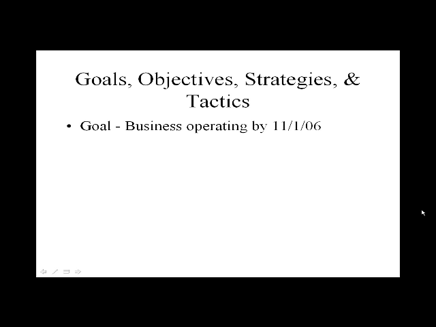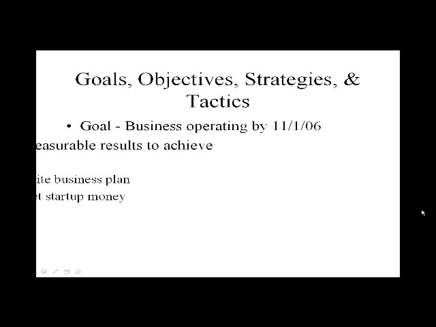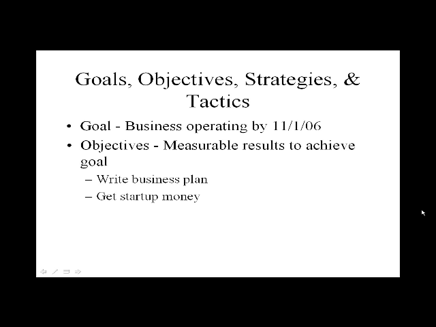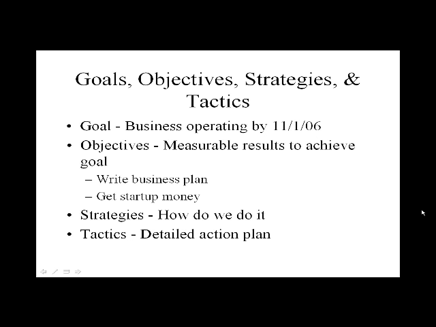You should have seen this in other courses. The idea of what a plan consists of. Typically, an operation plan, you have a goal. You want to have the business operating by November of 2006. You can see how old this chart is. I've used it for a few years. Objectives are the measurable results to achieve that goal. Strategies are how we do it, action verbs, but again in terms of a general strategy. And then under that you have tactics, which is the detailed action plan.